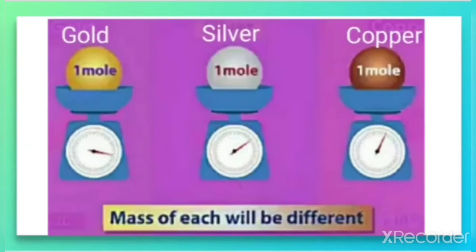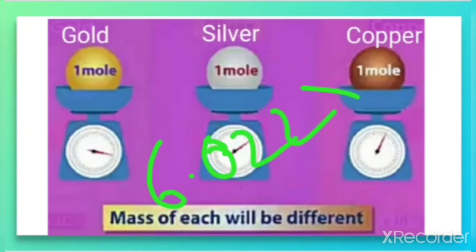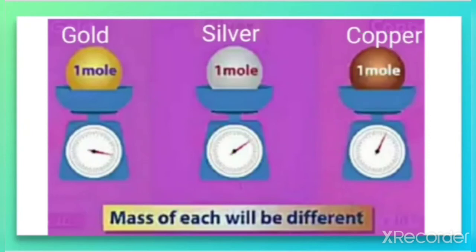So in the case of a mole also, when we consider 1 mole of gold, 1 mole of silver, 1 mole of copper, when you find out the mass of 1 mole of gold, 1 mole of silver, 1 mole of copper, you find that they have different masses. That means these are all the same in number, that is 6.022 × 10^23, but they are not the same in mass.